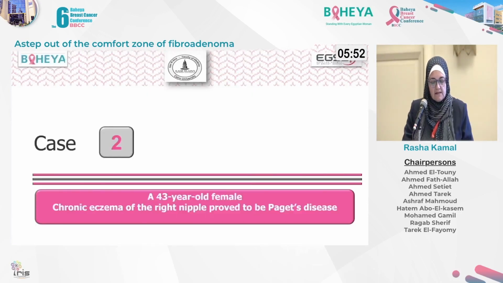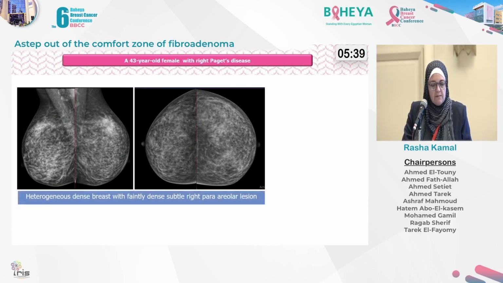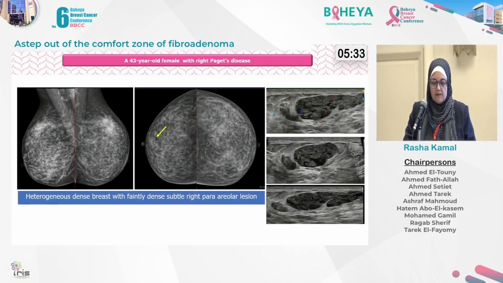The second case is a 43-year-old female. She had chronic eczema of the right nipple, proved to be Paget's disease. This was her mammogram. On the mammogram, she had a heterogeneous dense breast. There were no microcalcifications, but there was a very subtle asymmetry in the right retroareolar region. This was the ultrasound examination, which revealed multiple fibroadenomas showing complex features.